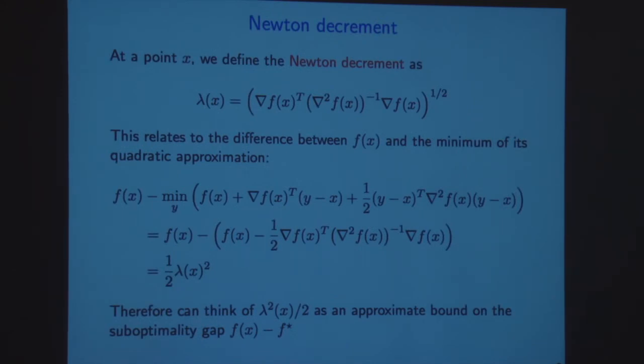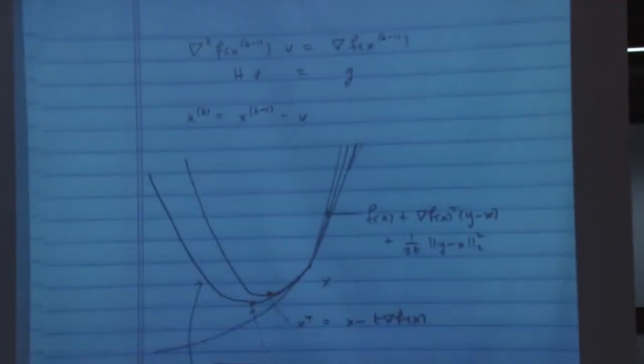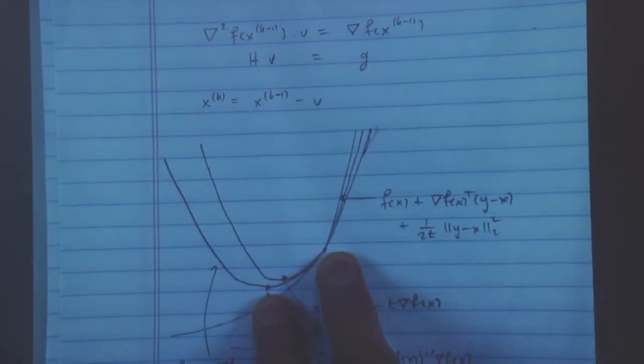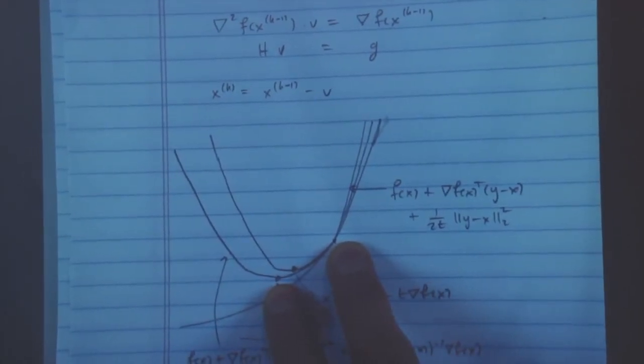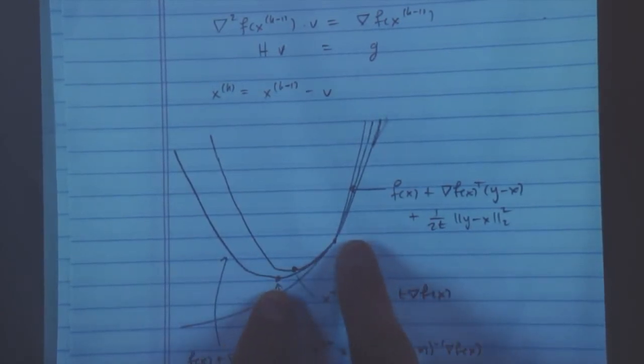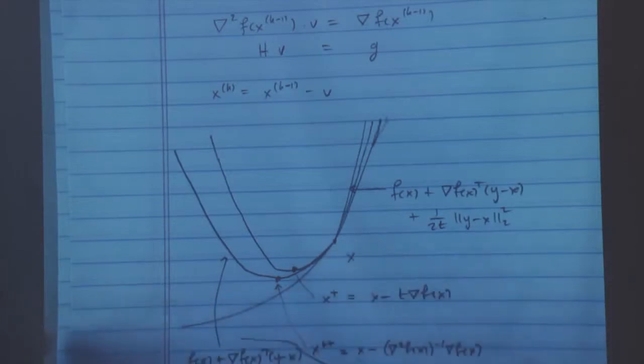And it has a nice relationship to the difference between f and the minimum of its quadratic approximation. Remember, we're forming this quadratic approximation at every step, and f at this minimizer, which we called x plus plus here, and f at the original point x, the difference between these two ends up just being lambda squared of x over 2. So it's the Newton decrement squared over 2. You can think about it as being defined just in terms of that gap.